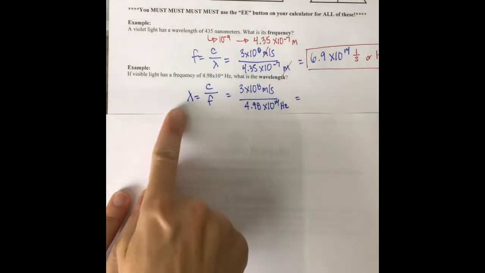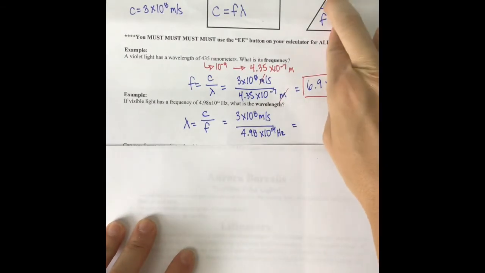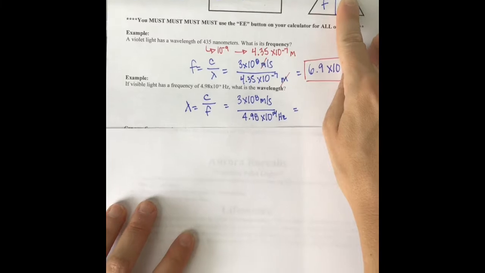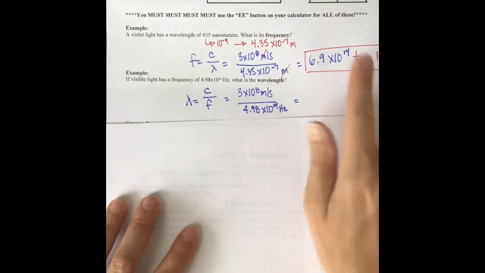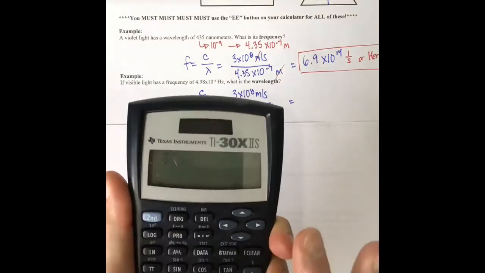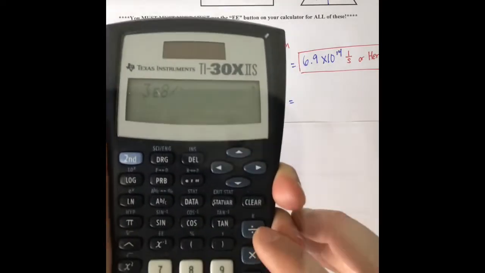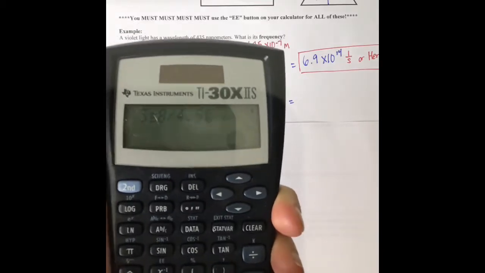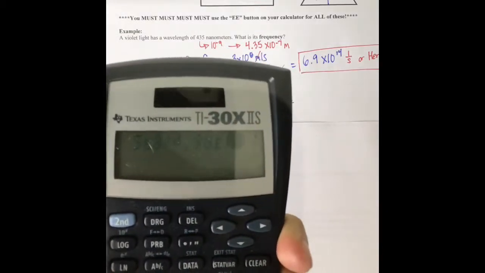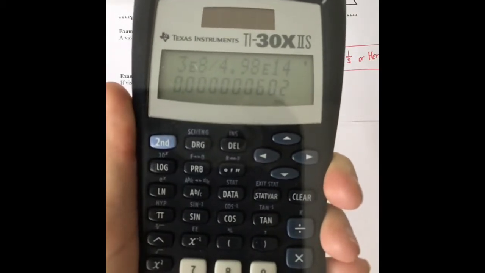In this problem, I'm asked to find wavelength. So if I cover up wavelength, I have speed of light divided by frequency. I've set that up here, and I'm ready to put it in my calculator. 3E8 divided by 4.98 E14th. And I get this number.